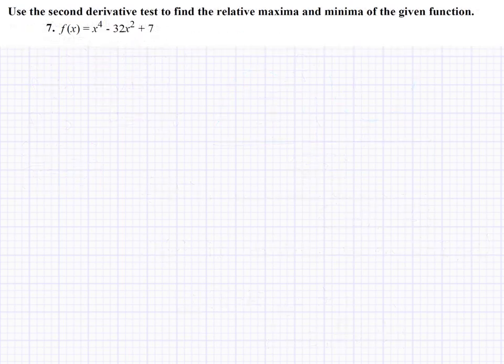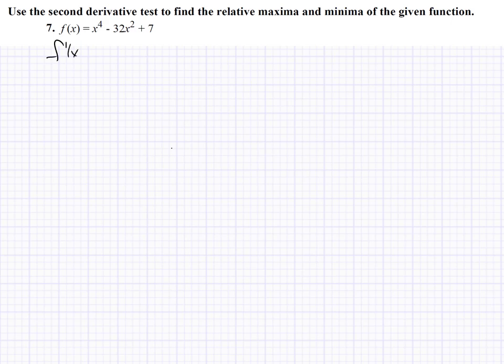All right, so here we want to use the second derivative test to find the relative max and mins. We can use the first derivative test, which is the whole increasing and decreasing concept, which you saw in a previous example. But now we're going to use the second derivative test to do the same thing. First thing we need to do is find the second derivative.